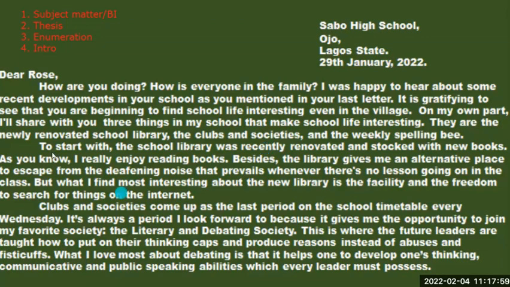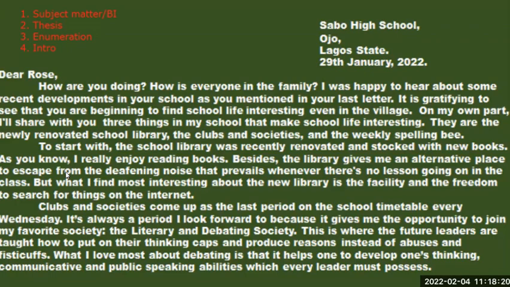Okay, so now when we start with our second paragraph, we are going to discuss the first point. And the first point here in our enumeration is the newly renovated school library. You are saying that this is one of the things that is making school life really interesting for you. It's your personal experience. Another person's experience may be different, but this is your personal letter. This is your personal experience, and you are sharing it with your friends. So what really makes life interesting to you is your choice.